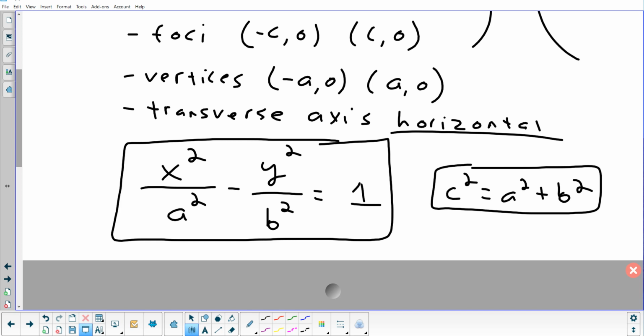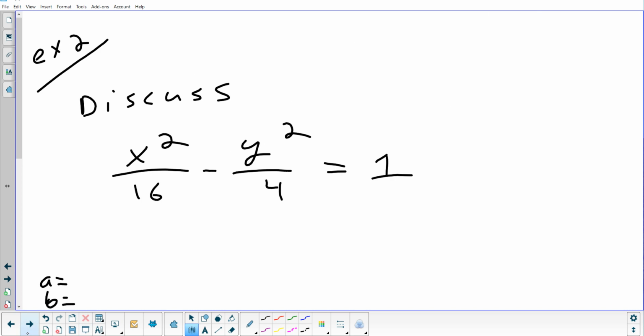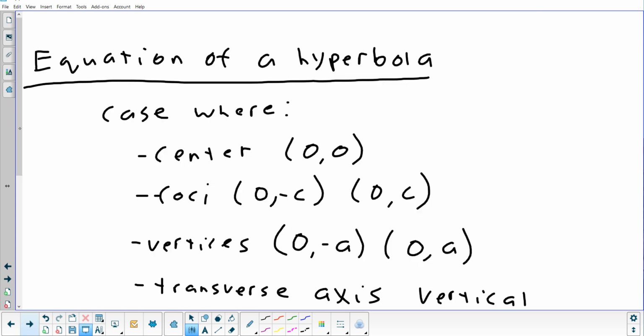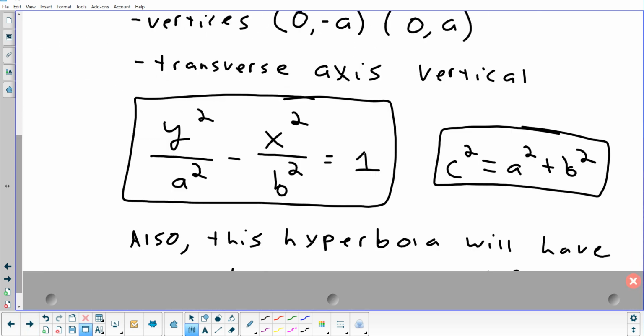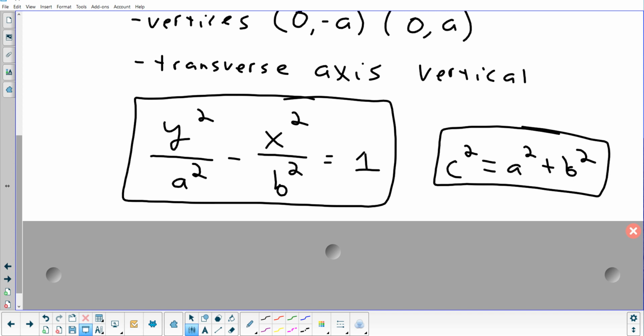Does anyone remember yesterday what switched places between an ellipse that looked like this and an ellipse that looked like that? Yeah, the A and the B. The A and the B switched places. Okay, watch what happens here. This is the other case we're going to look at. How does this compare to the other equation you just wrote down? Yeah, the x and the y flipped. The x and the y switched.